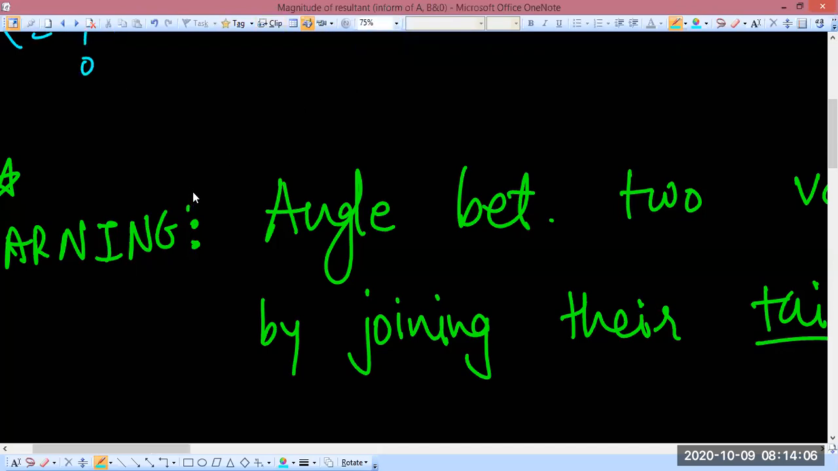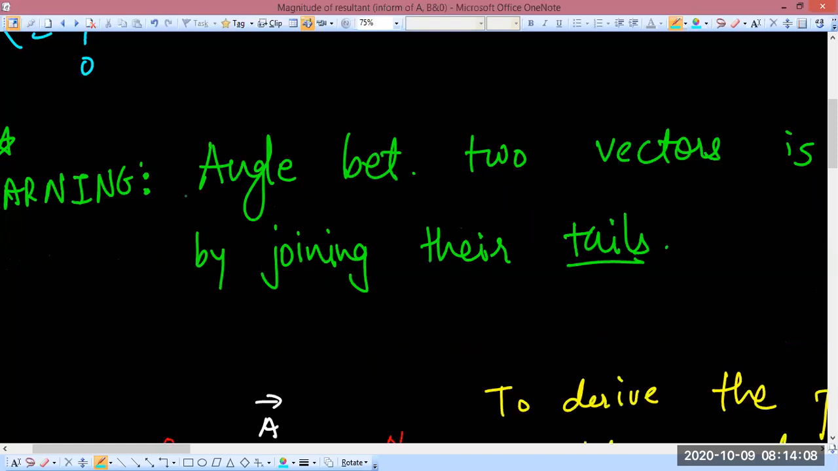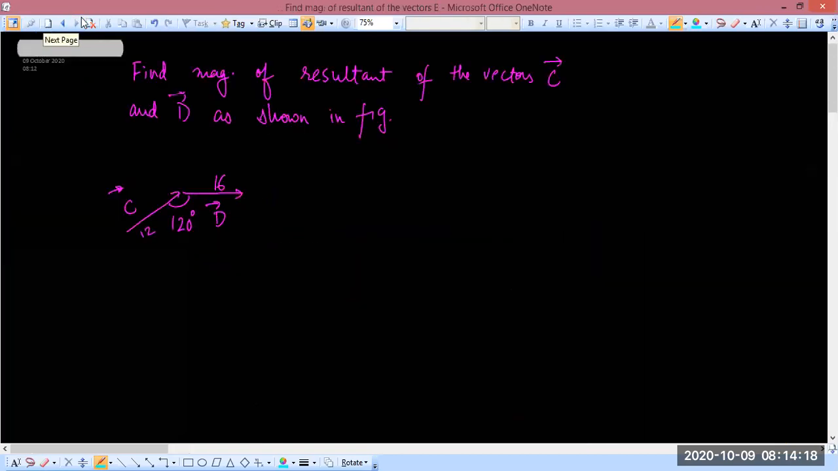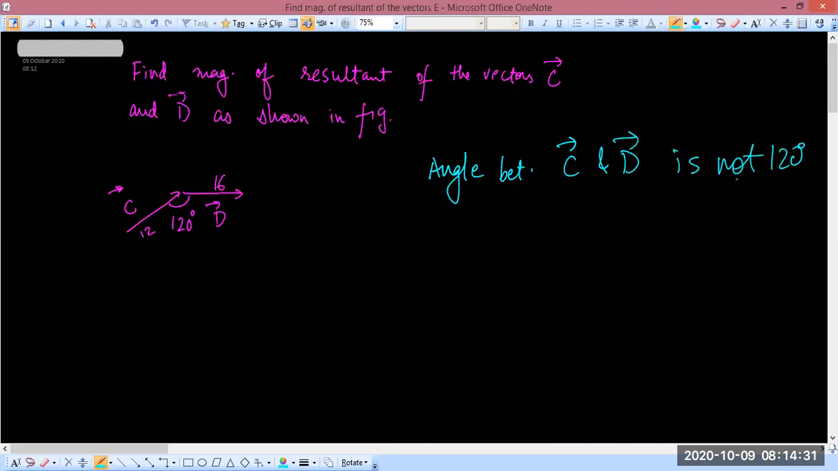Whenever you want to measure the angle between two vectors, it can only be done by joining their tails, right? So if you would read this, and if you go to this question, you can clearly see that theta, that is the angle between two vectors, here the angle between C vector and D vector, is not 120 degrees. Is that clear?